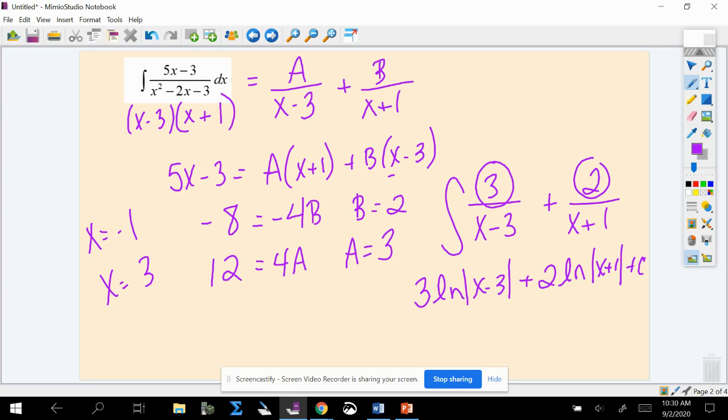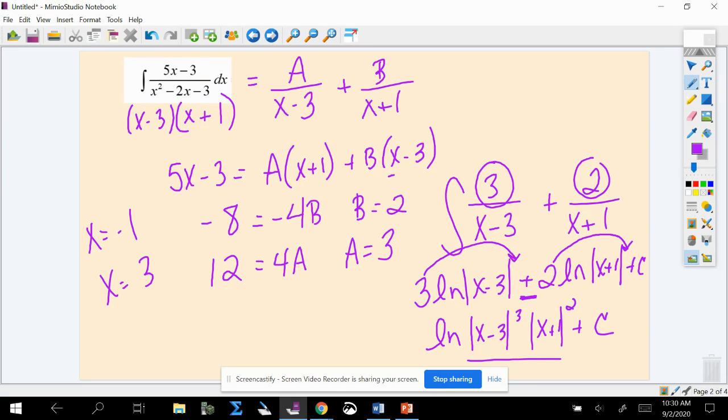I am perfectly fine with that answer, but we know the AP likes to condense. So one thing you can do is make this 3 a power. You can make this 2 a power. You can also combine it with the addition. It gets squished together with multiplication. So you could see an answer that's written all the way like this: x minus 3 cubed, x plus 1 squared, plus c. And that whole thing is being multiplied because it's been condensed with logarithm properties.